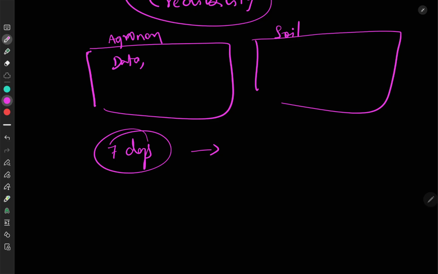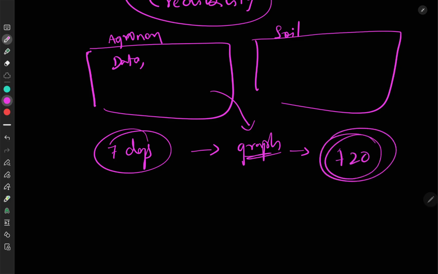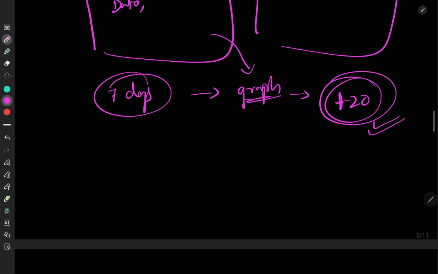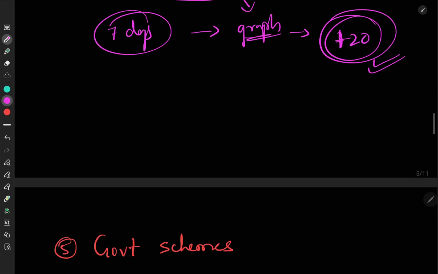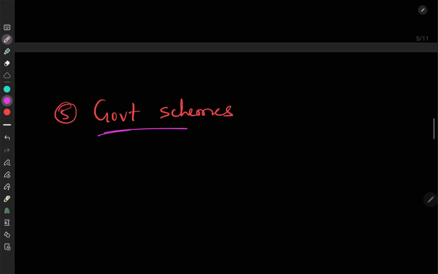Why am I saying this is a gold mine? In the sense, if you write these data points and graphs in your paper, definitely you will get plus 20 marks minimum. I am telling you, please mark my words, definitely you will get 20 marks extra. That is the power of data, schemes, etc. Got it? And when you come to the fifth point, very important, government schemes.